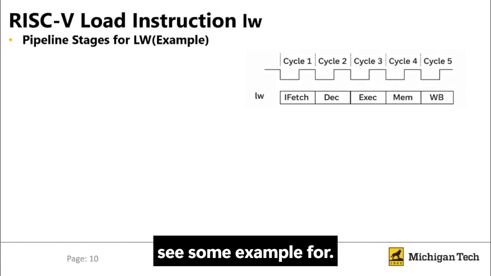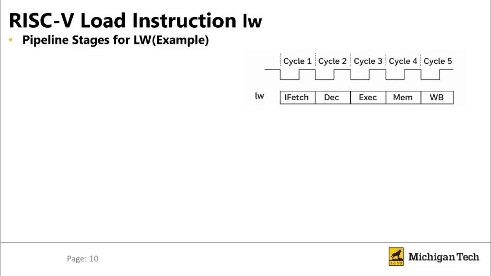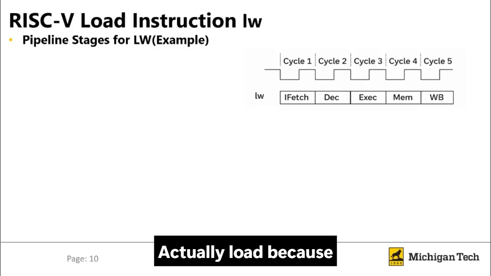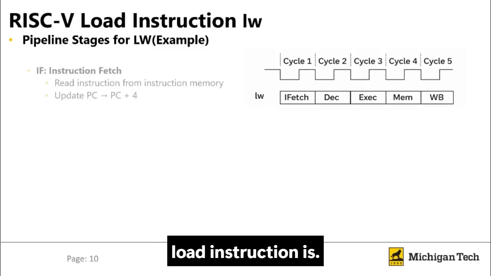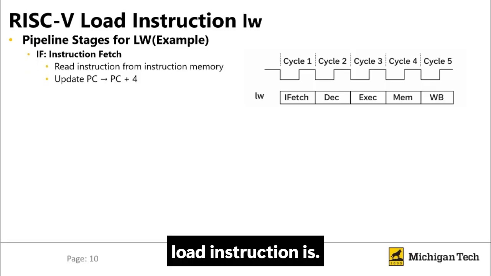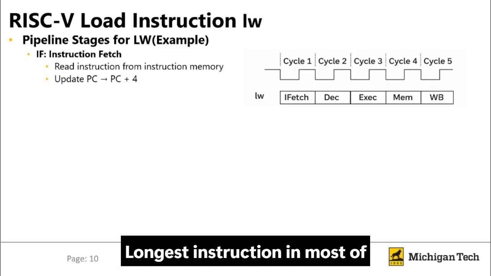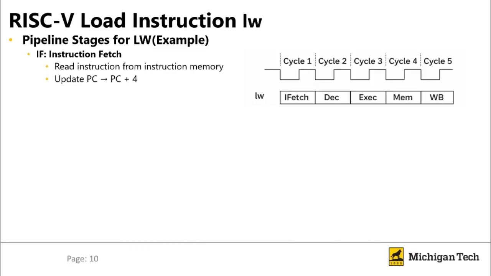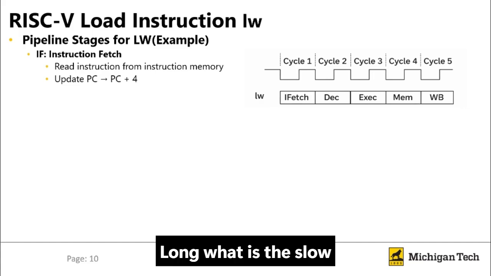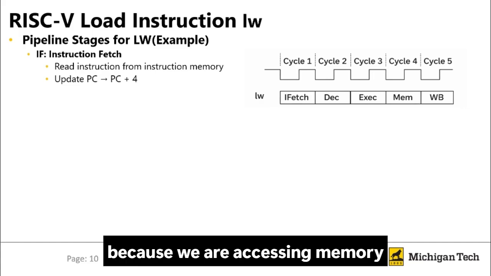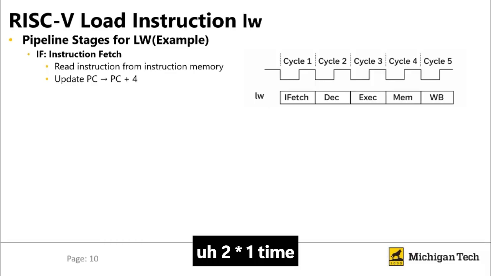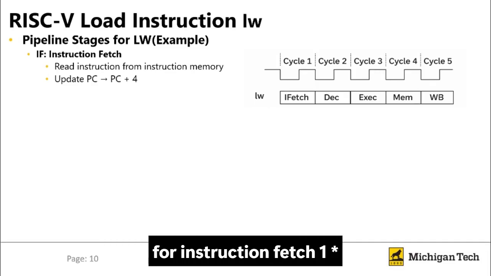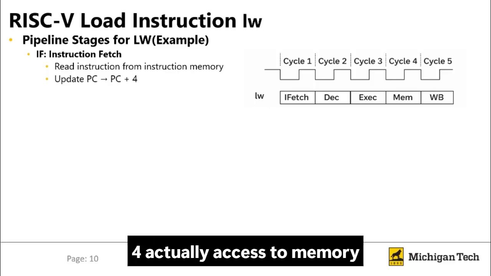Let's see an example with load, because the load instruction is the longest instruction in most computers. Why is it long? What is slow? Because we are accessing memory 2 times: 1 time for instruction fetch, and 1 time for actually accessing memory. And that's actually the slowest part.